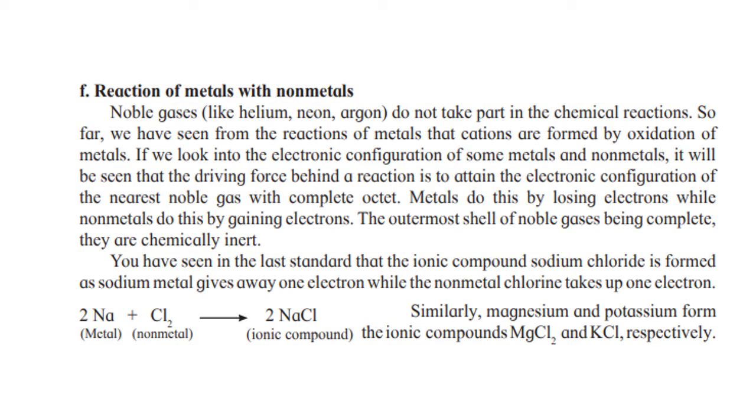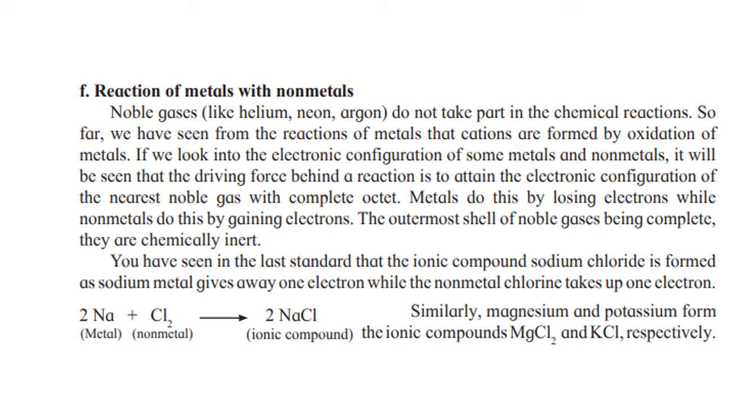Reaction of metals with non-metals. We have learned that the noble gases do not take part in chemical reactions. Why? Because the outermost shell of the noble gases is complete, so they don't have to form a duplet or an octet. While the metals form cations by oxidation, and they are always trying to attain the duplet or octet state, that means to complete their outermost orbit.